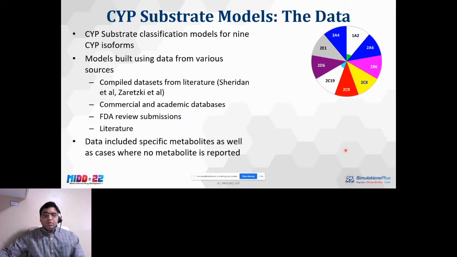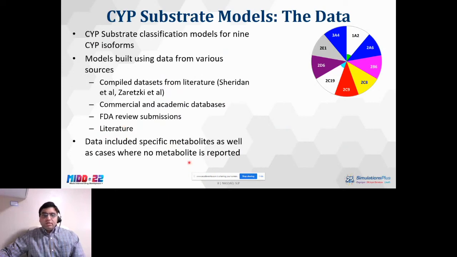To build these models, we have collected the data from various sources. The first and primary source was various compiled data sets from the literature, which are made available by research groups like the Sheridan and Zaretsky groups. We also used commercial and academic databases, and we scanned through hundreds and hundreds of FDA review submission files, which are available from the FDA site, to find out the CYP class and CYP metabolism for the approved drugs. And of course, we have scanned through the literature as well.